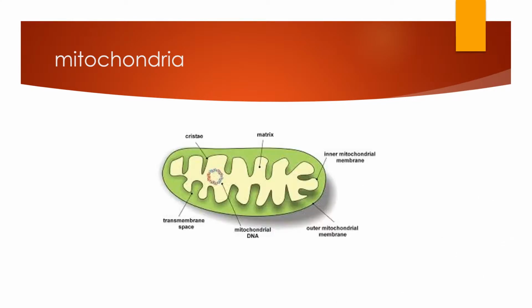The mitochondria. This is the structure of the mitochondria. It has a double membrane and the inner one is folded to form cristae. Cristae is the extension of the inner membrane to form a larger surface area. It provides energy for the cell and is the site of respiration.